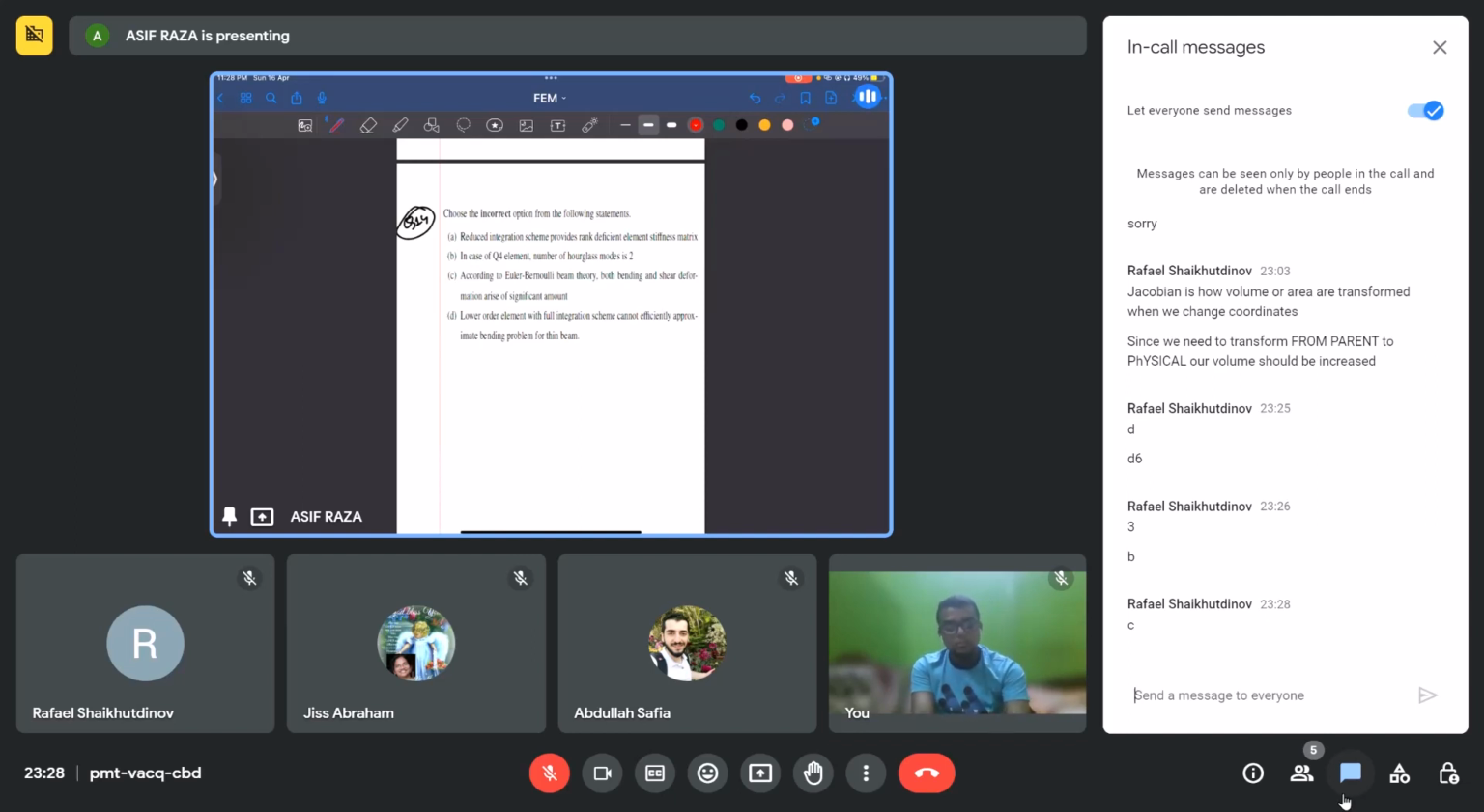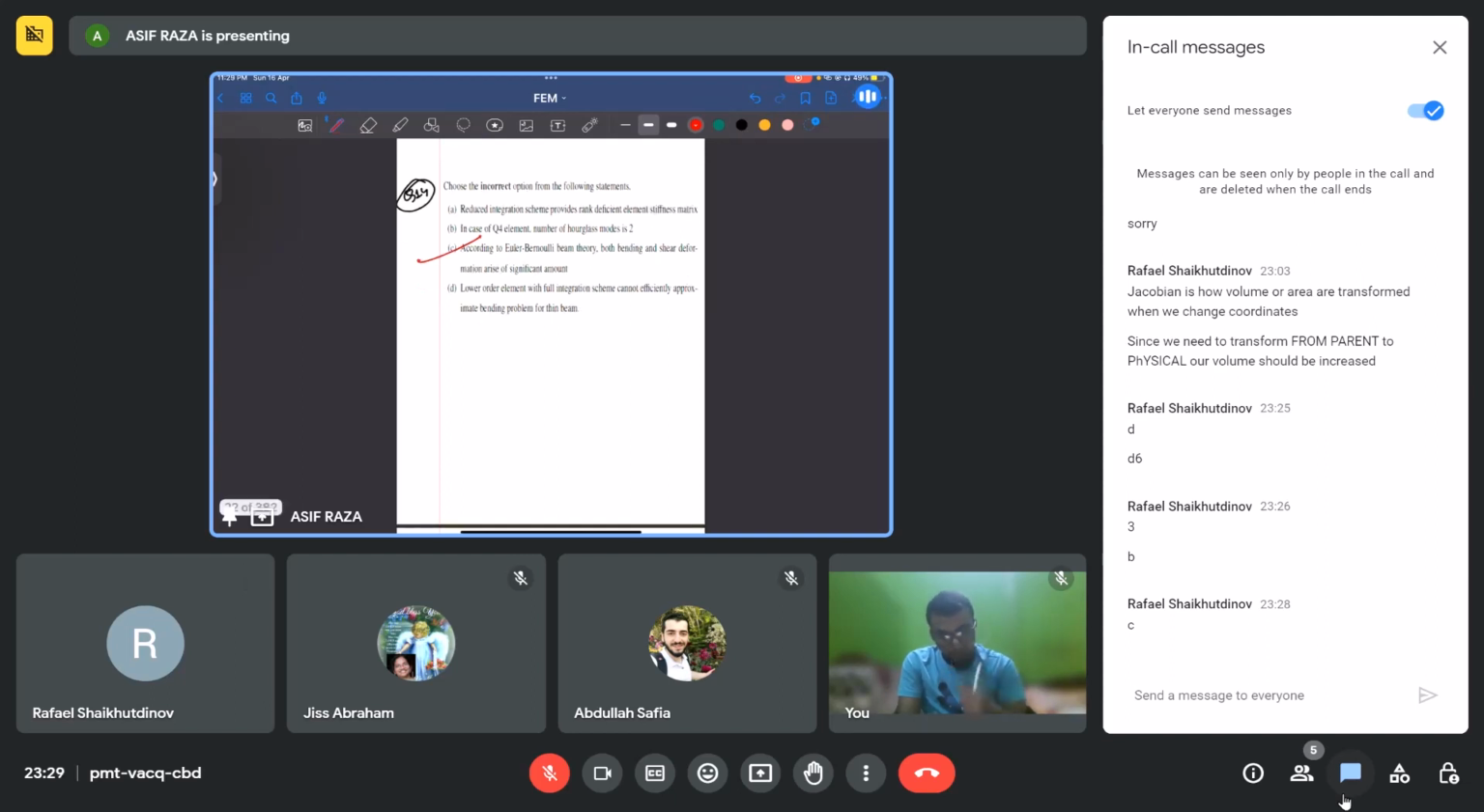Last time we had a lot of discussion on this, so we are quite familiar with this thing. So the answer would be option C, because according to Euler Bernoulli, bending is more dominant compared to shear deformation. So shear deformation is negligible in Euler Bernoulli beam theory. Okay, on to the next question.